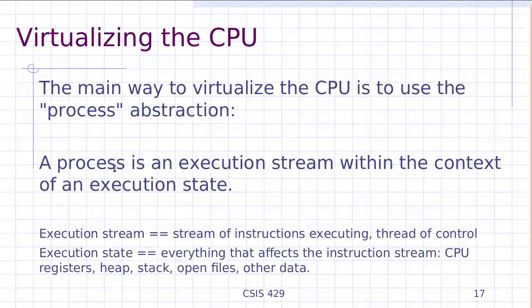So a process is an execution stream within a context of an execution state. So what is an execution stream? It's a stream of instructions executing within some thread of control. Execution state is everything that affects this instruction stream. So the CPU registers, the heap, the stack, open files, and other data.